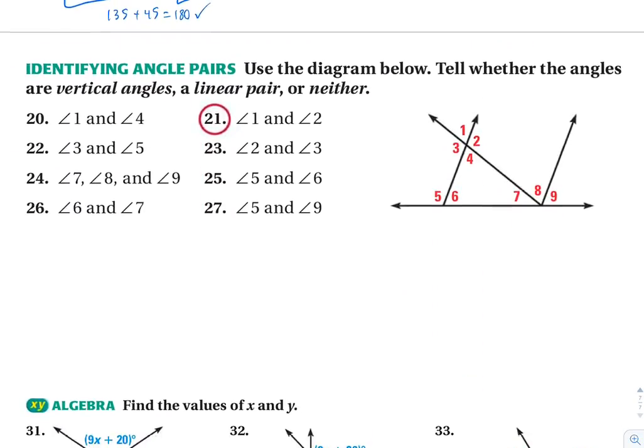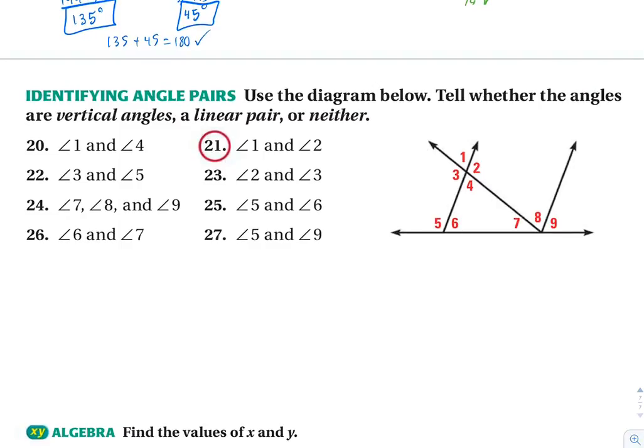Okay. So here we're just going to tell the relationship between these. So I'll just use VA for vertical angles, LP for linear pair, or N for neither. Okay? So let's look at these angles. I'm just going to use pink and I'll just erase it. So 1 and 4. 1 and 4 are across from each other where two things meet. So these are vertical angles. Okay, erasing that. 3 and 5 are nothing to do. All of our relationships have to do with a single intersection.